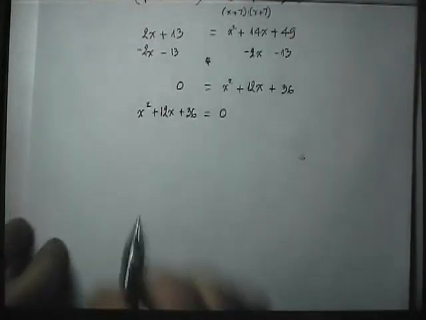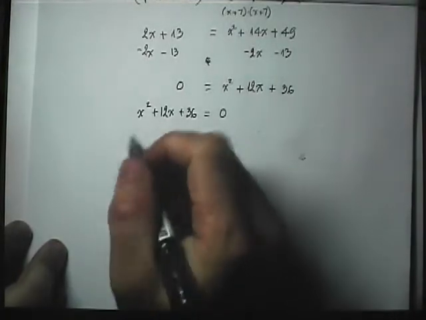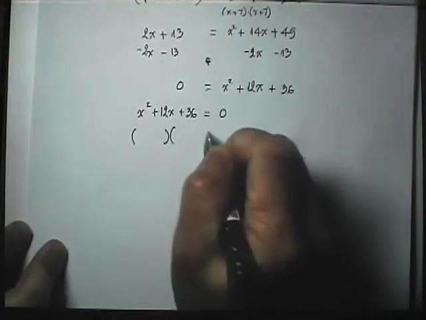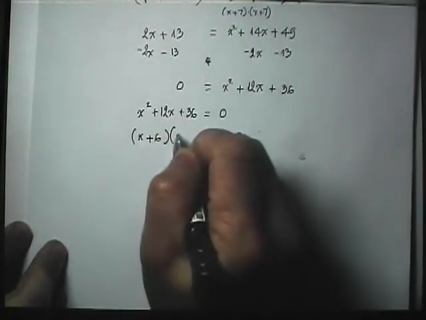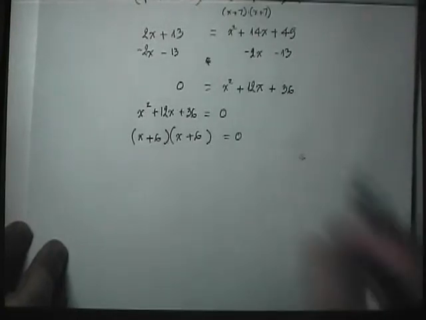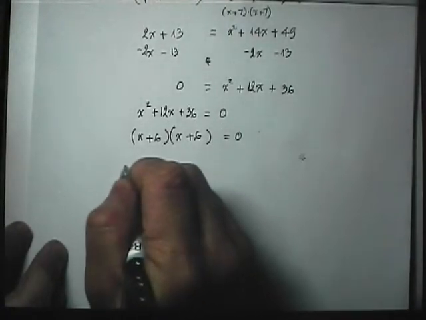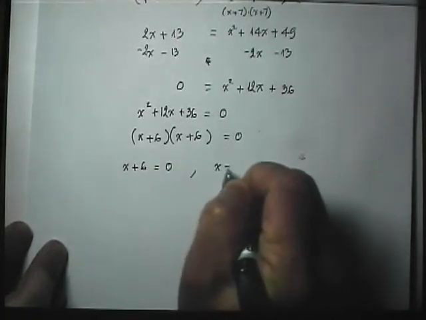So for this quadratic equation, once again, you have a good variety of ways to solve it. But what I can see is factoring is my quickest one. So now I have x plus 6 and x plus 6. And that's how you can factor the x squared plus 12x plus 36. And so immediately you're going to produce x plus 6 equals 0. And the other one, x plus 6 equals 0.